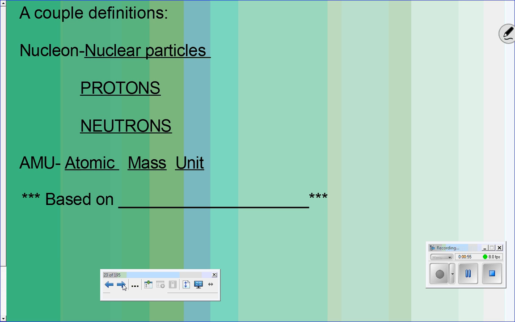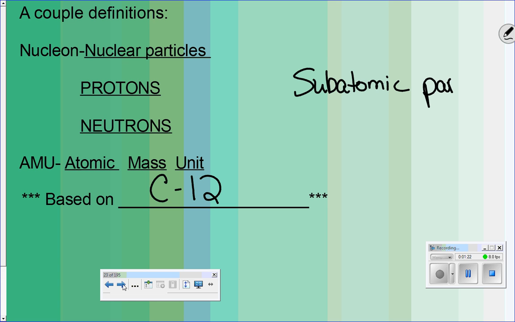Some definitions for you. Nucleons, again, mean nuclear particles, or particles within the nucleus, and those include protons and neutrons. The AMU is the atomic mass unit, and this is based on carbon-12. There's actually a note on the little key on your periodic table that reminds you of this. One more definition that isn't up here that is important, I'll be using this word a lot. Subatomic particles mean protons, neutrons, and electrons. So any of the particles that we find within the atom are called subatomic particles.